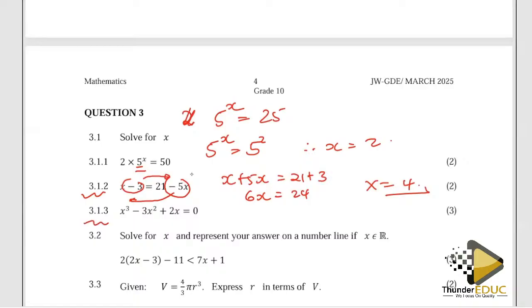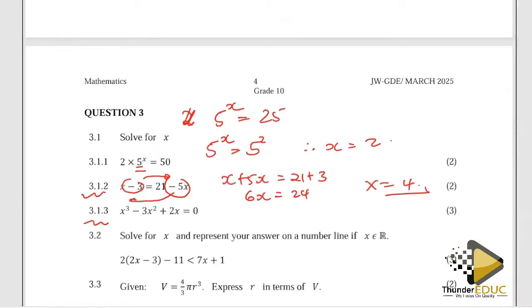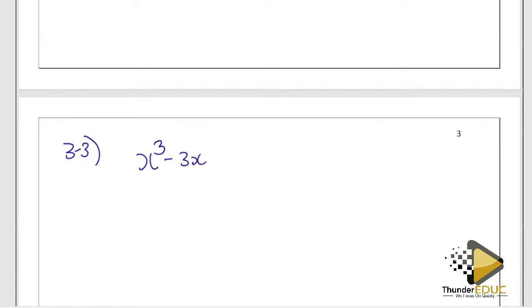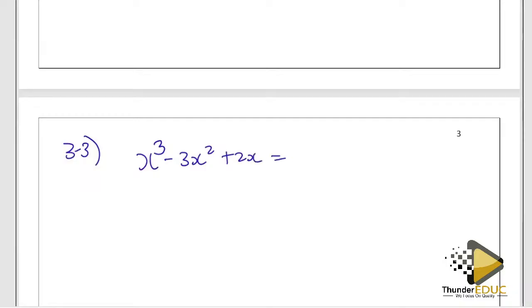3.1.3, we have x cubed. Let me just put it aside. Okay, it's x cubed. Then we have minus 3x squared, and then now we have a plus 2x is equal to 0. Now, this is more like a quadratic, but it's not a quadratic. It's actually a trinomial. With a trinomial, the highest degree is a 3, which means we expect 3 answers. Remember, the degree helps us with determining how many answers we need.